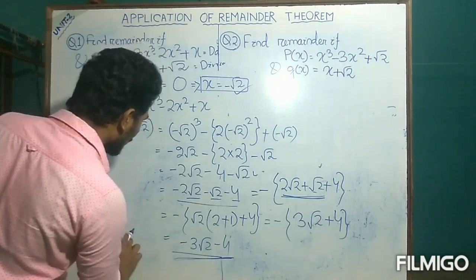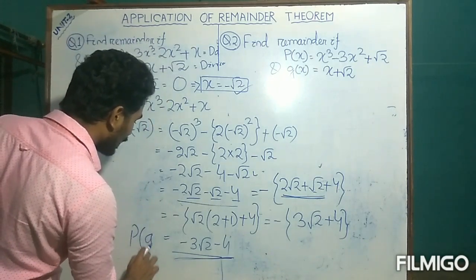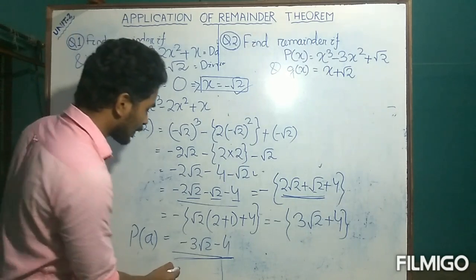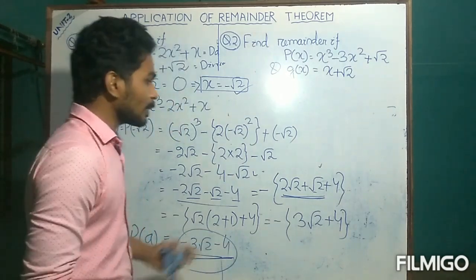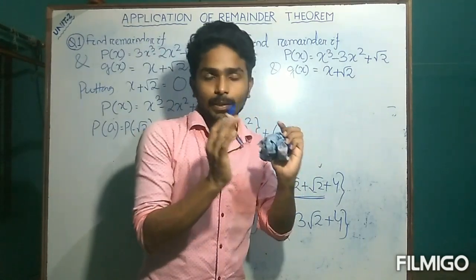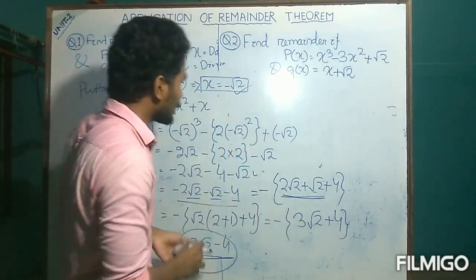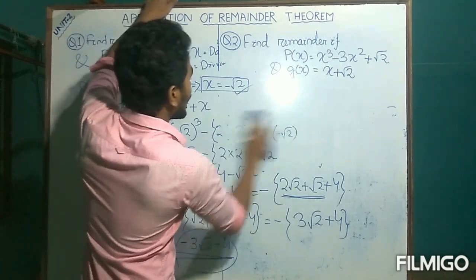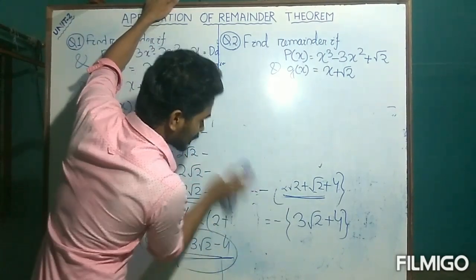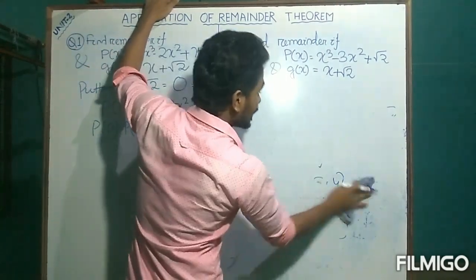This is the value of the remainder P of A. Okay. So while doing the calculation, you have to keep in mind the bracket. Do not open the bracket until you solve inside the bracket. Okay. So this is clear. Now coming to the second question.